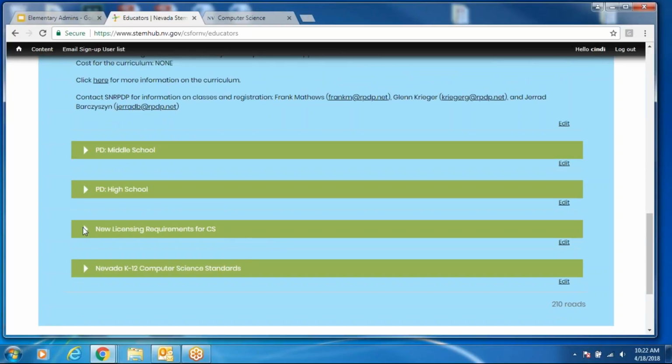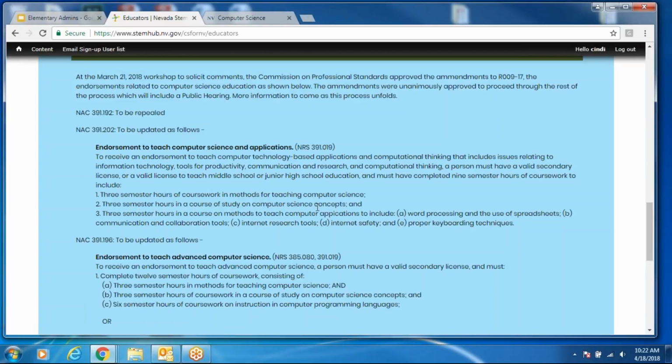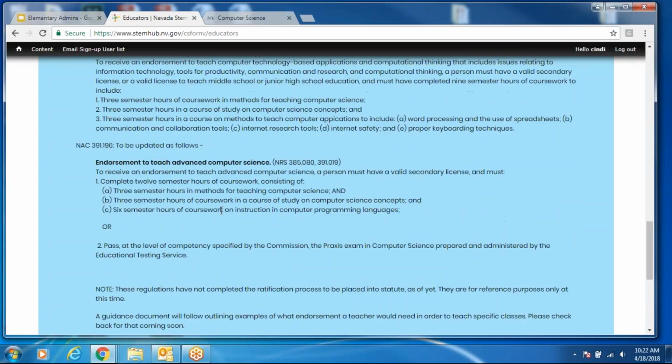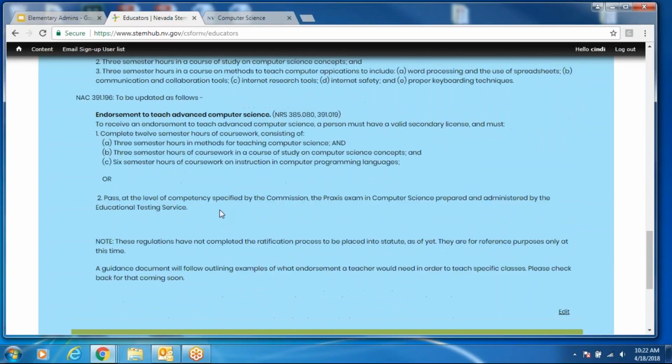The new licensing requirements are here. I will say that they do not affect your elementary teachers. They do not need to go get an endorsement for the computer science and the changes in the computer ed tech. Just professional development would be highly encouraged. Okay, so I won't belabor that.